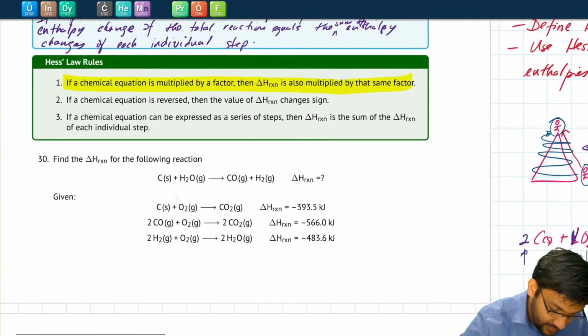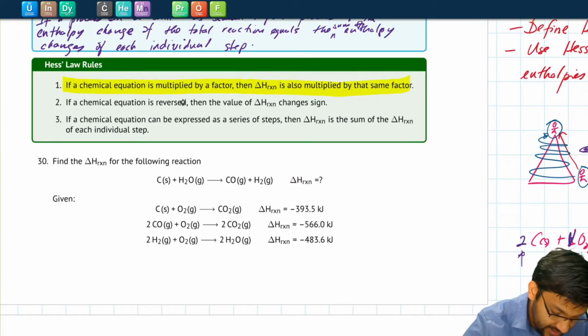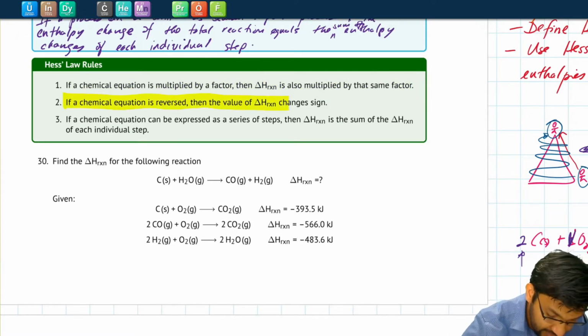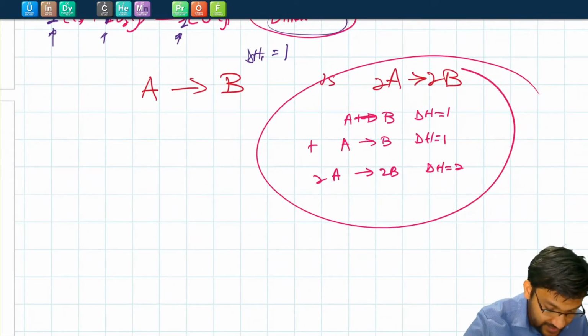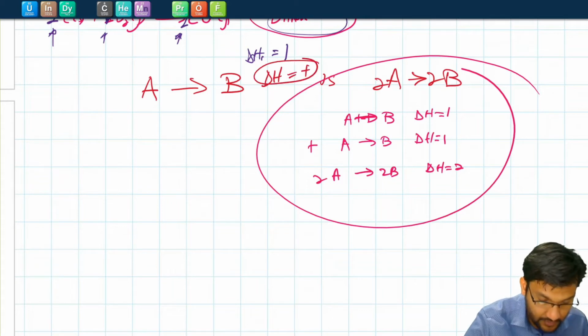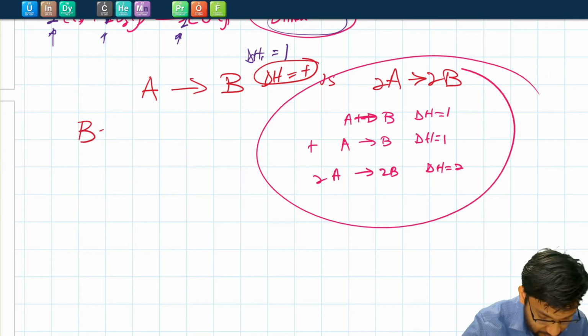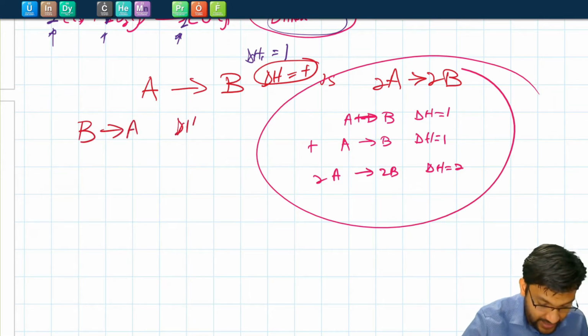Okay. The second rule says that if a reaction is reversed, then the delta H changes sign. This sort of makes sense. If we're going from A to B and the reaction is, let's say, endothermic and is positive, and we're doing the opposite, going from B to A, that reaction will be exothermic, and so it'll be negative.